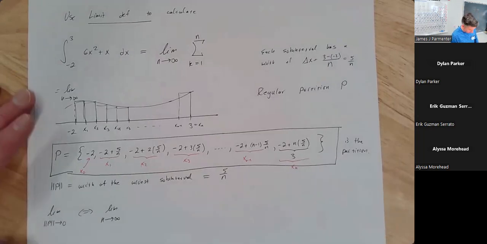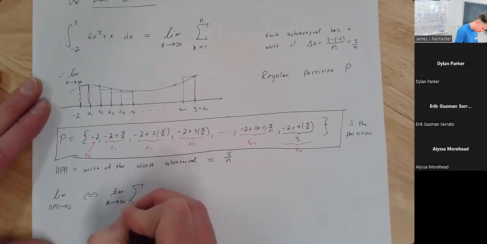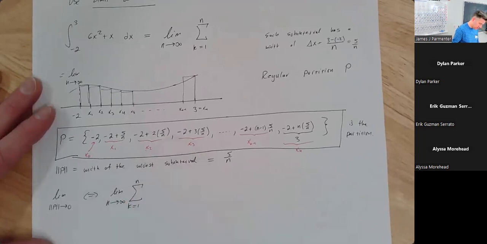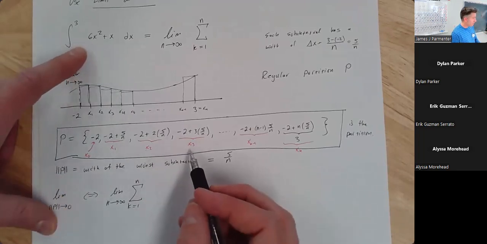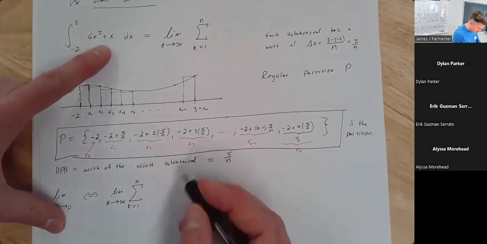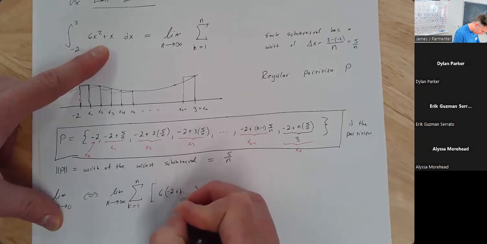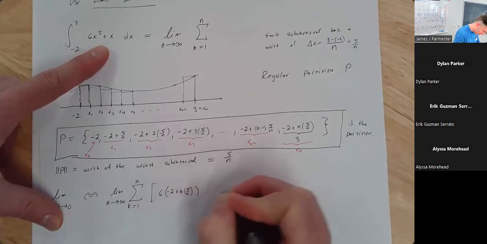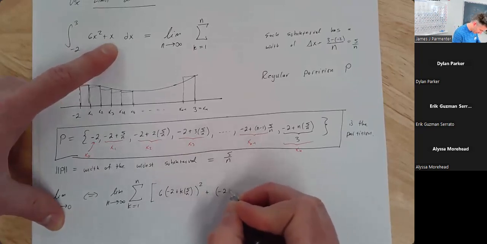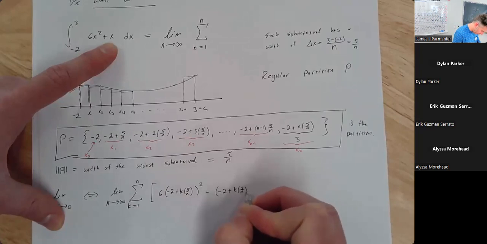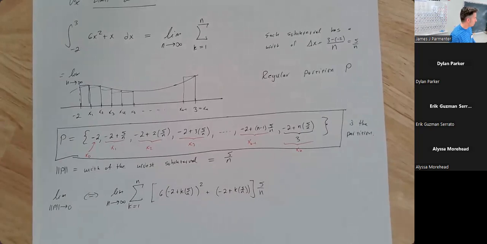So let me write the limit down here. We're going to have the limit as n goes to infinity of the sum from k equals 1 to n of my function, which is 6x squared plus x, but I'm plugging in my x sub k. So instead of 6x squared plus x, it's going to be 6 times (-2 plus k times 5 over n) squared plus x, which is my x sub k, -2 plus k times 5 over n, all times my delta x, which is 5 over n.